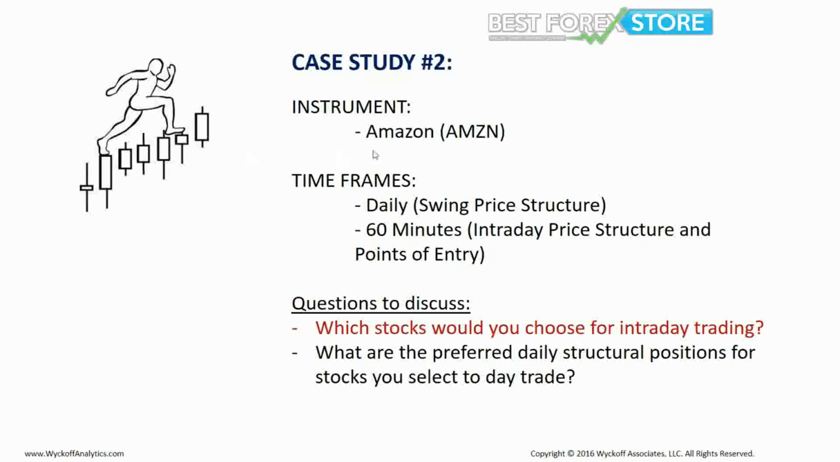Okay, great. So let's look at this example. We're going to look at Amazon, and the time frames that we're going to discuss are the daily and the 60 minutes. That's another case study. We're going to look at the daily from the point of view of the swing price structure. We want to determine what the current trend is, where we are in the structure, and are we in some kind of stepping stone in the larger trend, and so on and so forth. And then on the 60 minutes, we're going to look for points of entry, and we're also going to look at the intraday price structure.